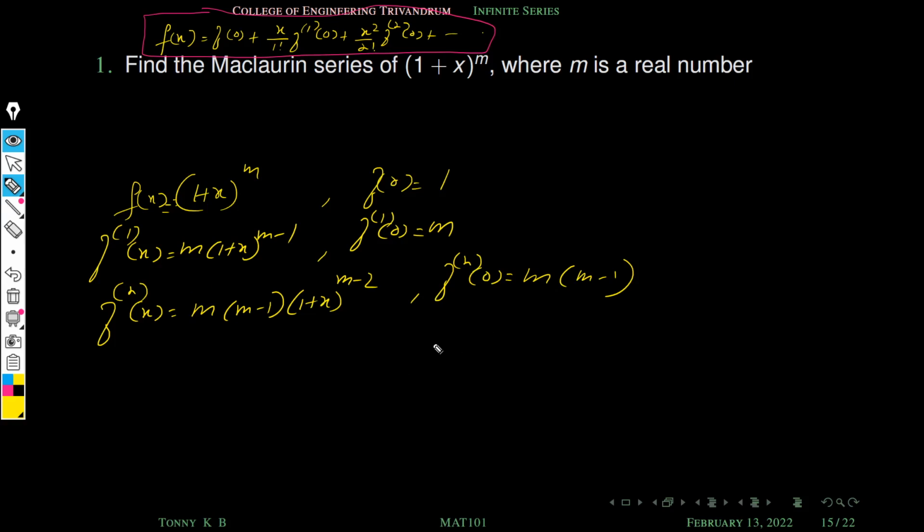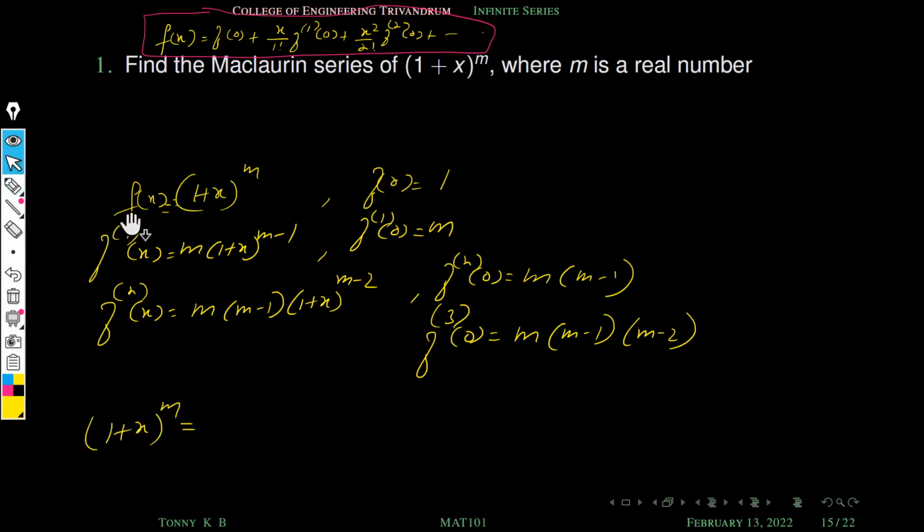Continuing in this way, what about f3 of 0? The third derivative at 0. Yes, it is m into m minus 1 into m minus 2 and so on. So now you are ready to write the Maclaurin series of 1 plus x raised to m.